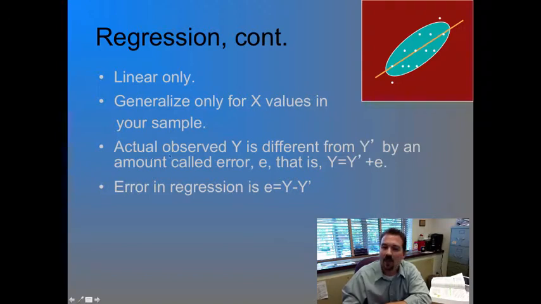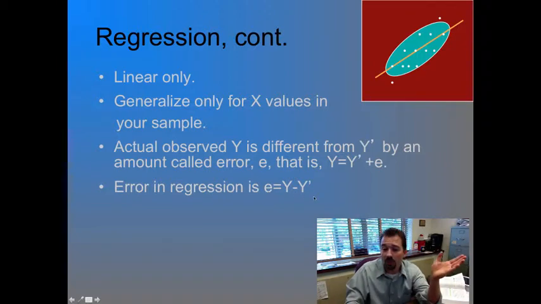after their freshman year. As I pointed out already, actual observed Y is going to be different from what you're predicting, but you're trying to minimize that difference as much as possible. In other words, you're trying to minimize error. Error is the difference between Y and Y prime. So Y is Y prime plus error. In other words, error in regression is Y minus Y prime.